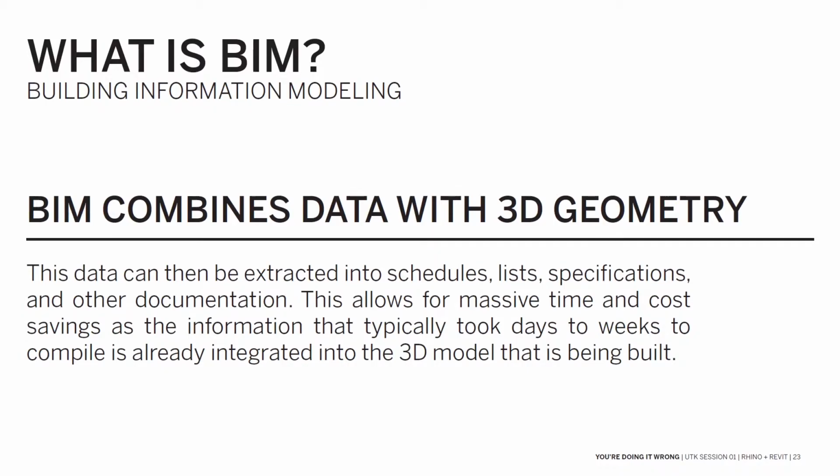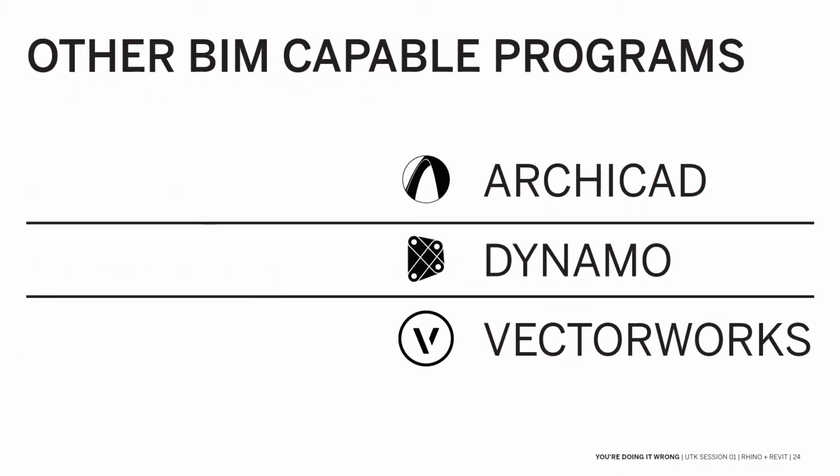And so Revit does BIM. Revit does not equal BIM, if that makes sense. So Revit is a program that does BIM modeling, just like Vectorworks or ArchiCAD or Dynamo, right? These are programs that use BIM technology to do the geometry that you're seeing.